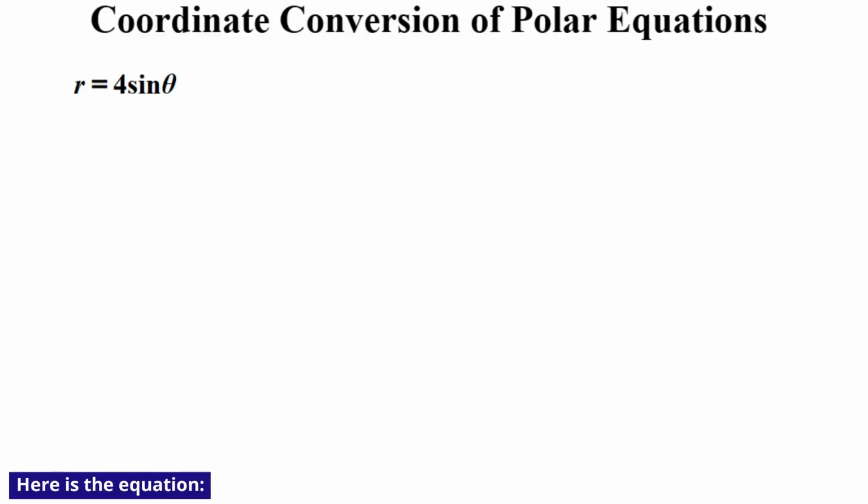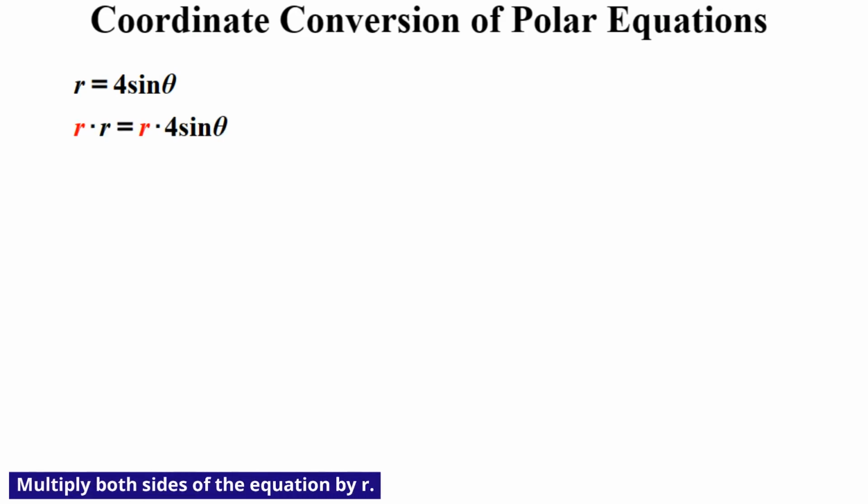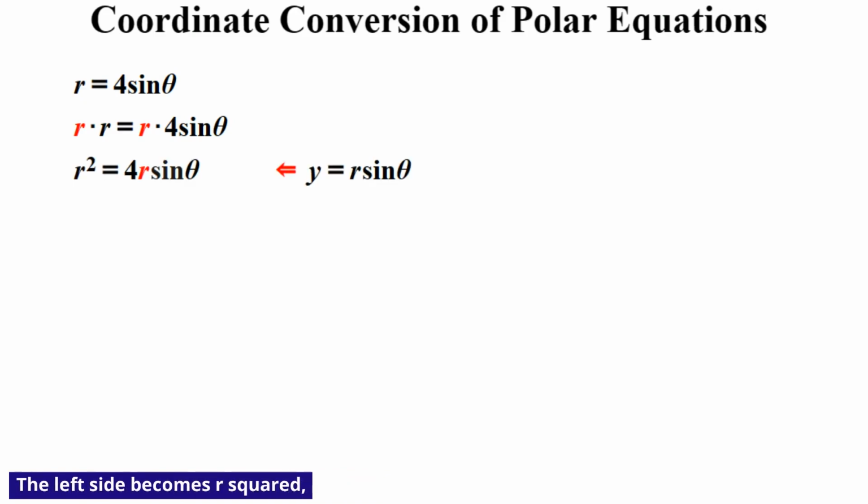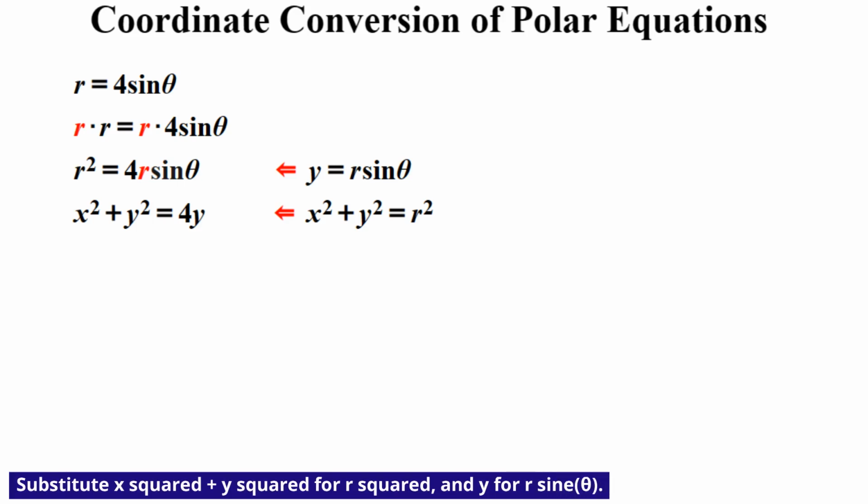Here is the equation. Multiply both sides of the equation by r. The left side becomes r squared. Substitute x squared plus y squared for r squared, and y for r sine theta.